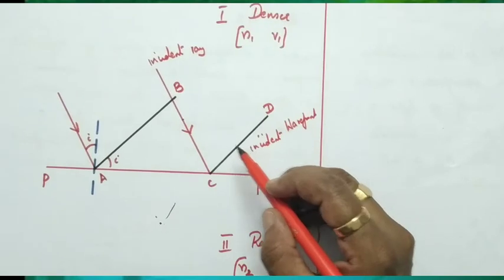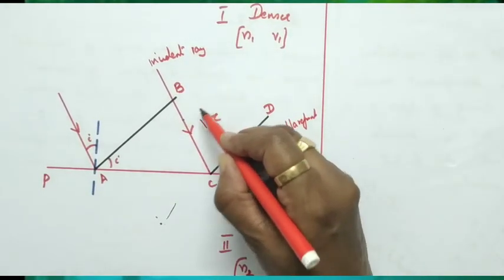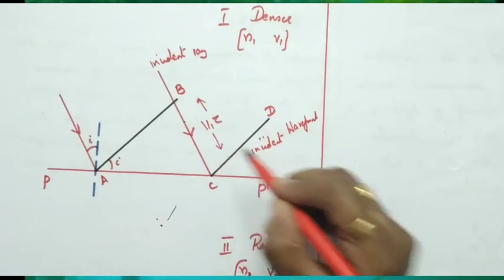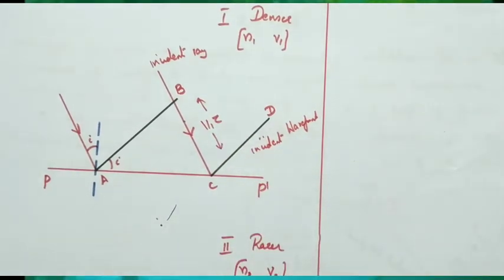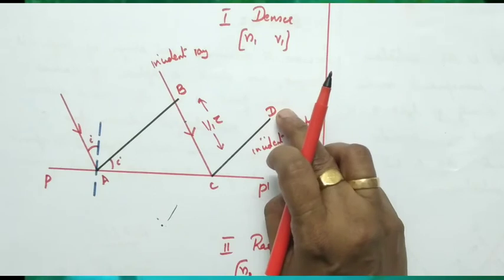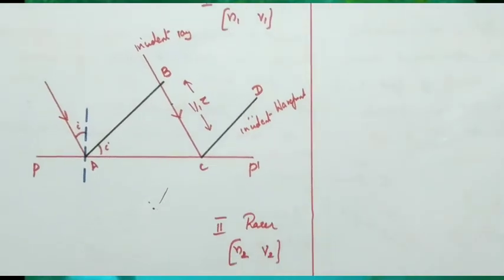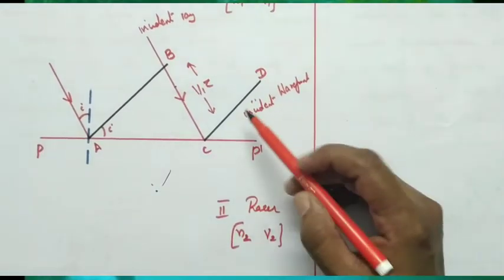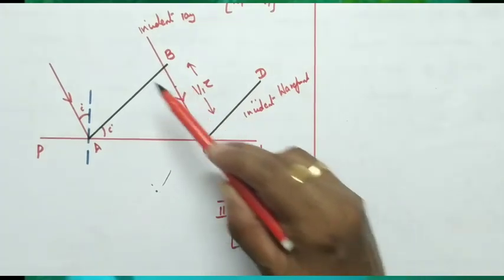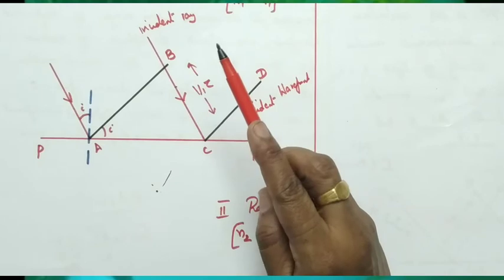Here, let the distance BC be equal to v1 tau. We know tau is the time taken by the wavefront to advance from one point to another. So, the distance BC is equal to v1 tau, where v1 is the velocity of light in the denser medium. Now, what is the distance between two refracted wavefronts? That will be v2 tau, because the distance between two incident wavefronts is v1 tau.